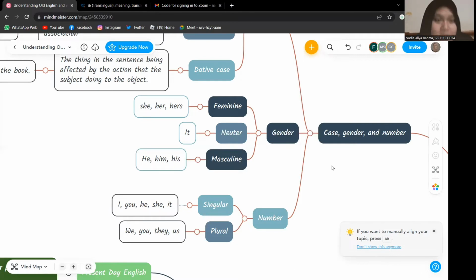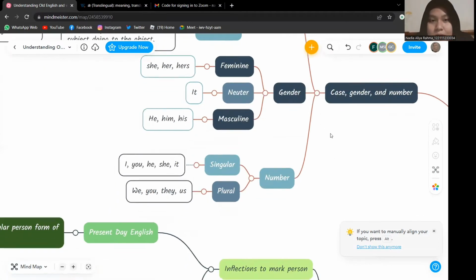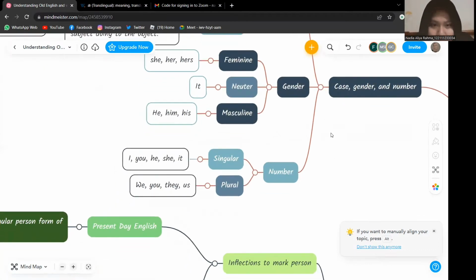Next is number. Number refers to whether a word is singular or plural. This still remains in present-day English. The singular or plural inflection used would depend on the case and gender of the word in question. When we talk about ourselves, we would say I. When we talk about ourselves with other people, we would say we or us.